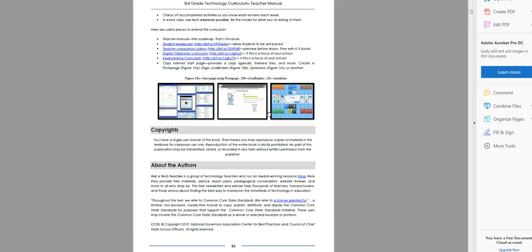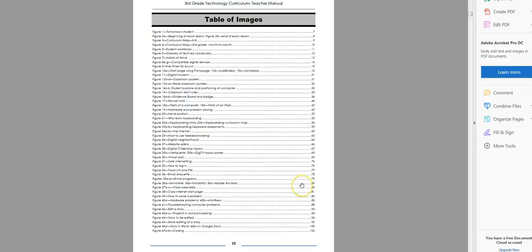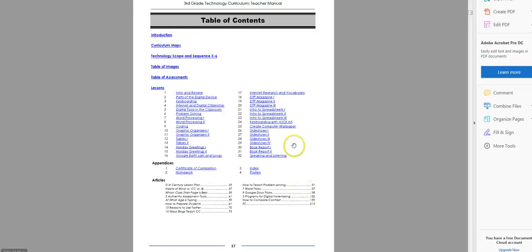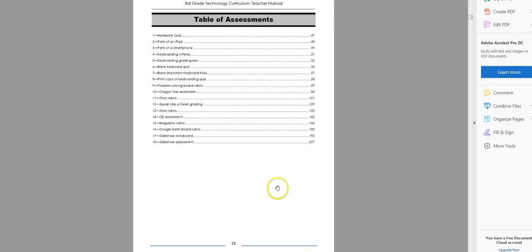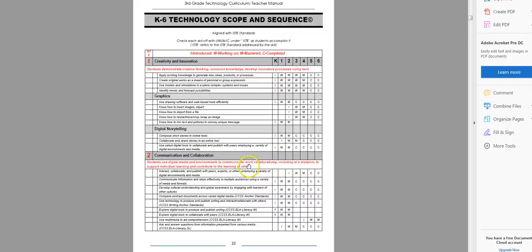Typical lesson, suggested pieces to go with this. And then we have the table of contents. All the lessons are listed here. And lots and lots of images. It says 139, but some of them have multiple parts, so there's really quite a few. A lot of assessments. I know a lot of schools are looking for assessment. These will give you everything you need for assessment, plus each lesson includes assessment.